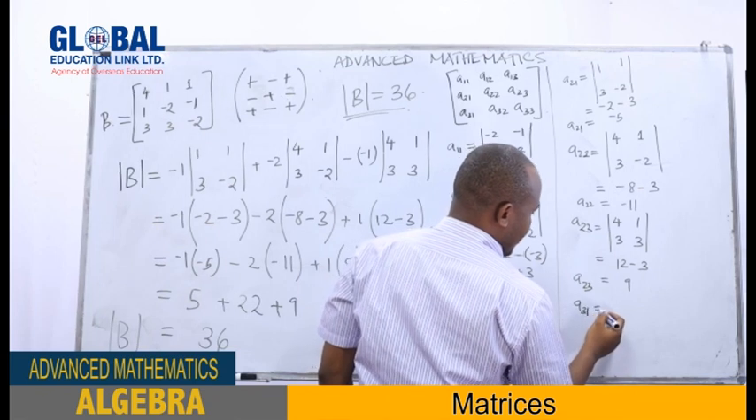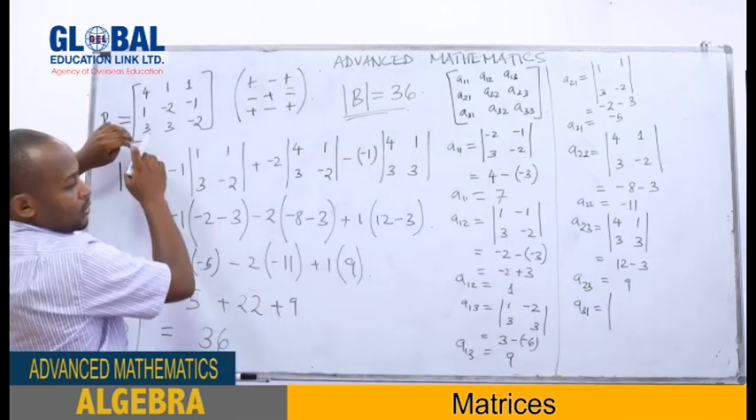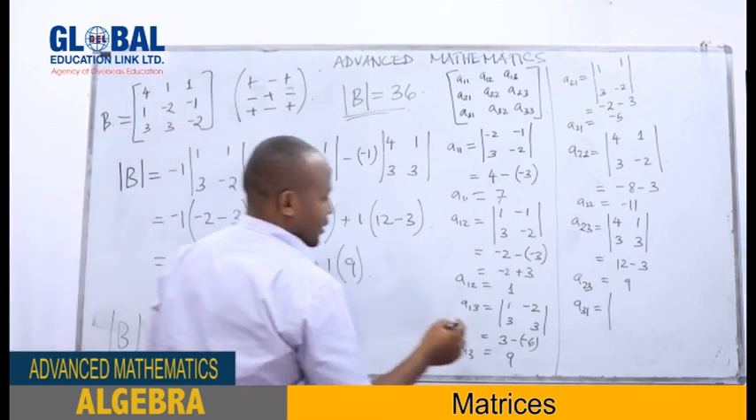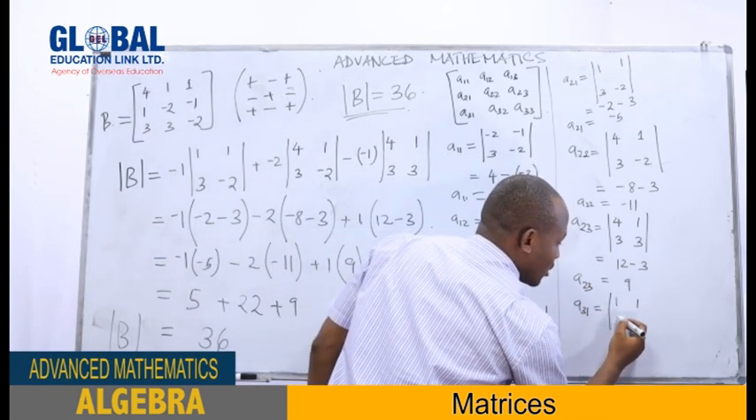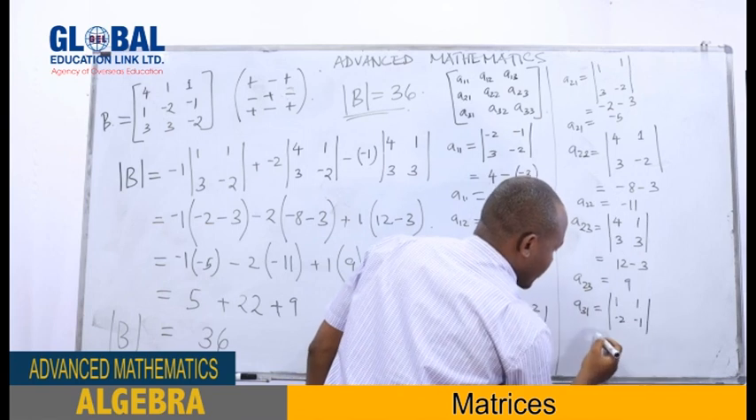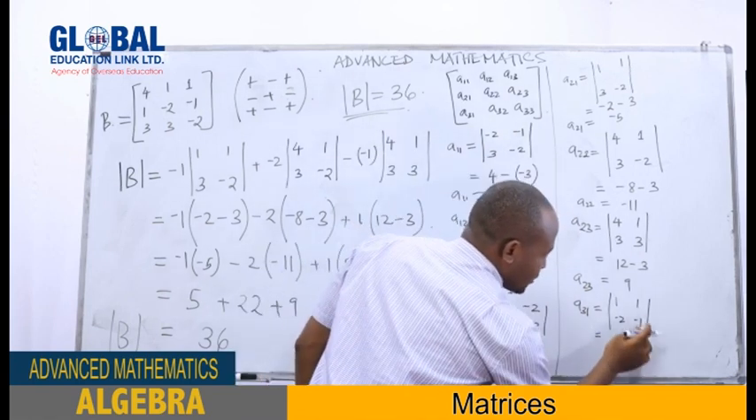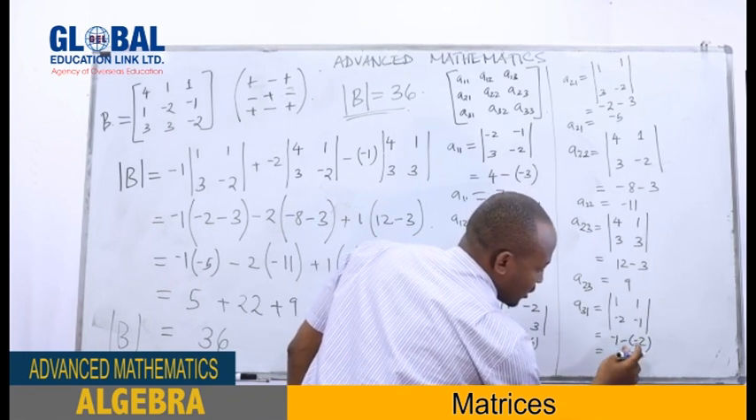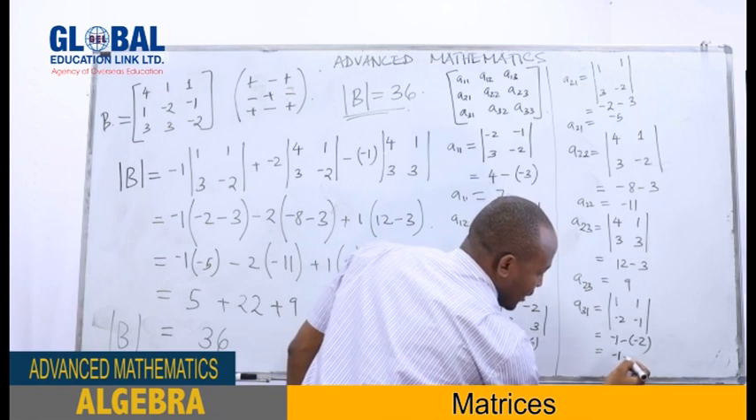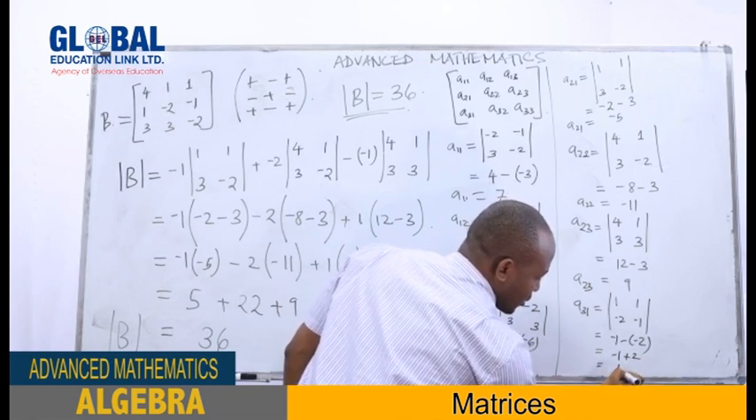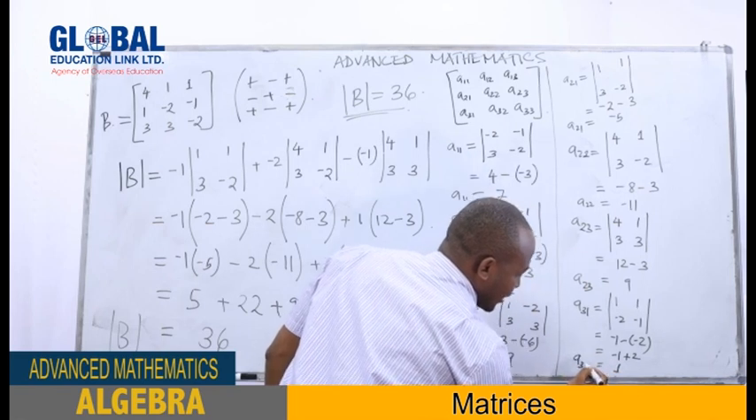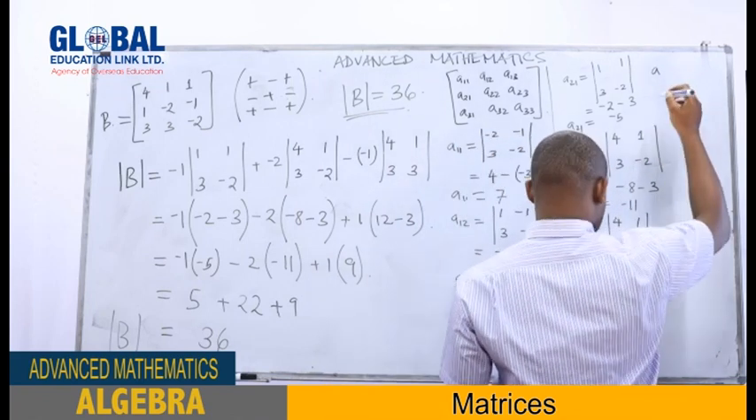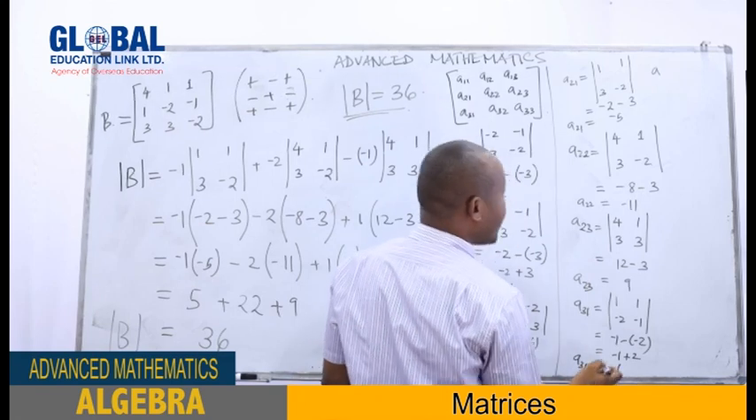A3,1, we are there. That means it will be 1, 1, negative 2, negative 1. It will be negative 1 minus negative 2, negative 1 plus 2, which equals 1. That is A3,1.